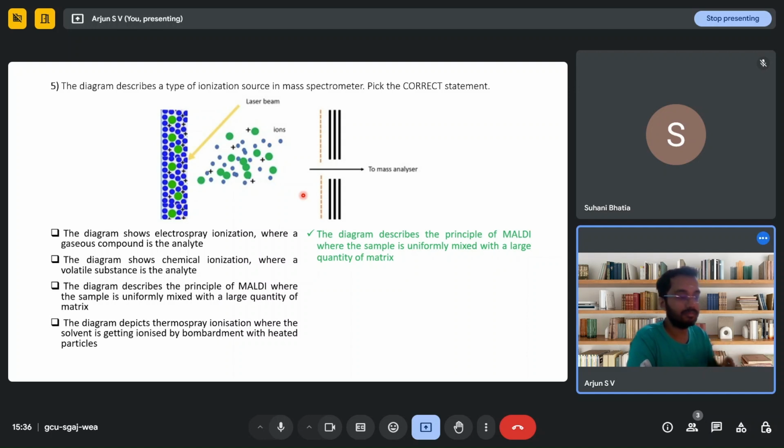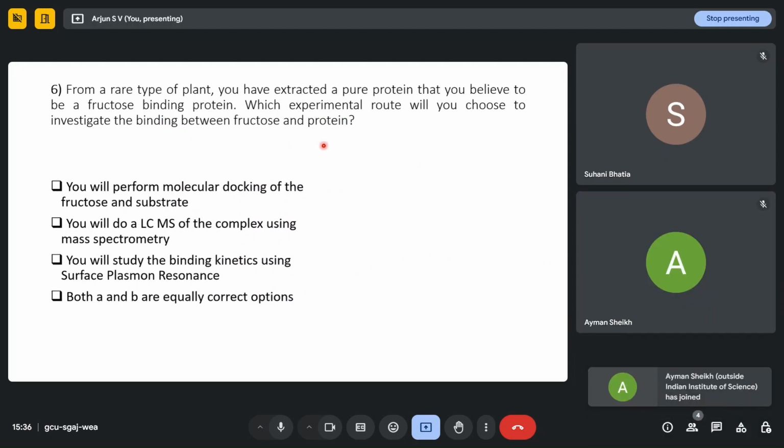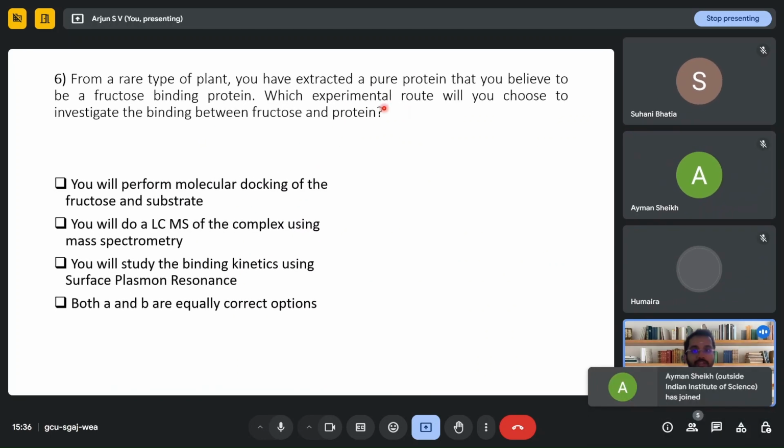I hope the explanation is clear. So I'll go on to the next question. Question number 6. From a rare type of plant, you have extracted a pure protein that you believe to be a fructose binding protein. Which experimental route will you choose to investigate the binding between fructose and protein?